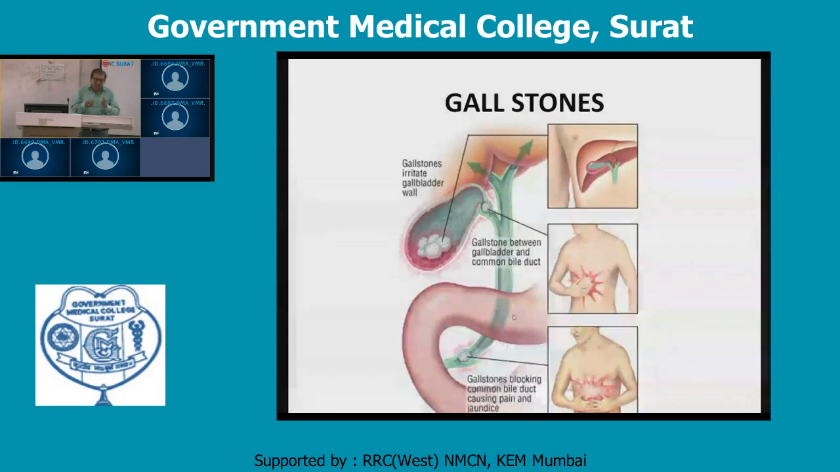Now this gallstone may travel along with the bile through the cystic duct, through the CBD, and in this route a large gallstone may get obstructed. Here 1 stone is obstructed within the cystic duct, here within the CBD. So this obstruction will lead to jaundice. The person will have jaundice, and that is known as obstructive jaundice.